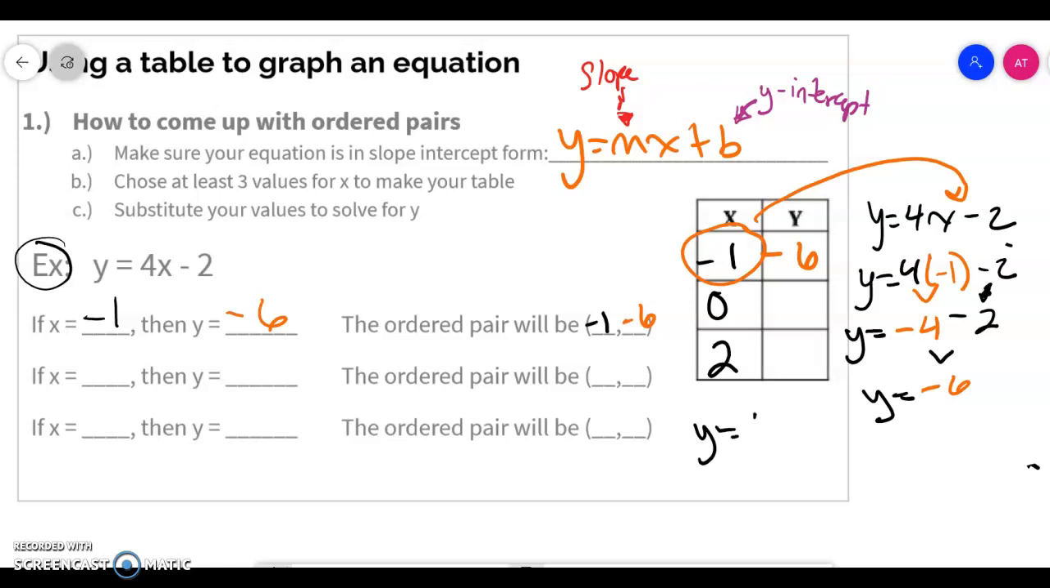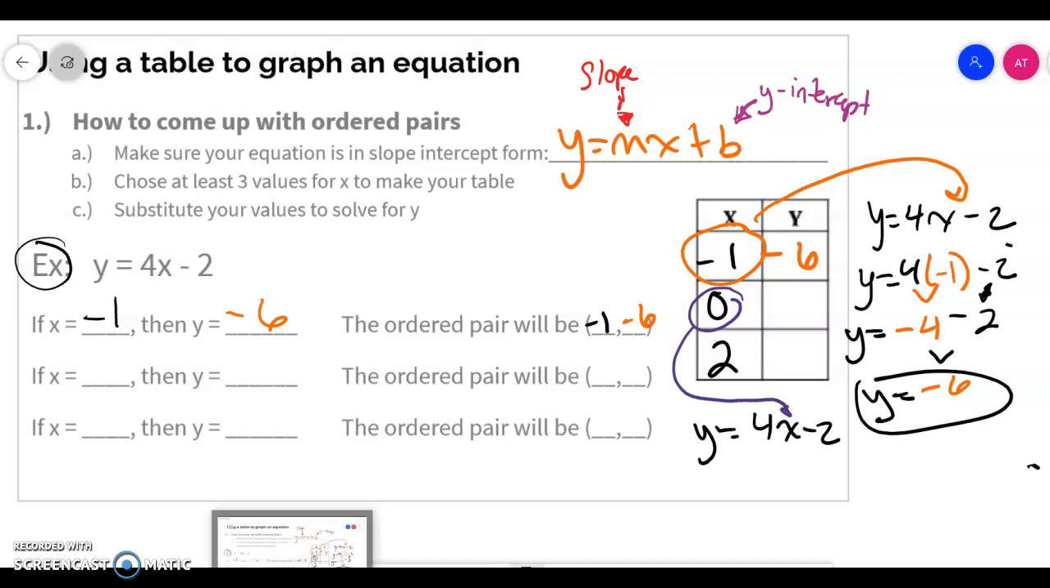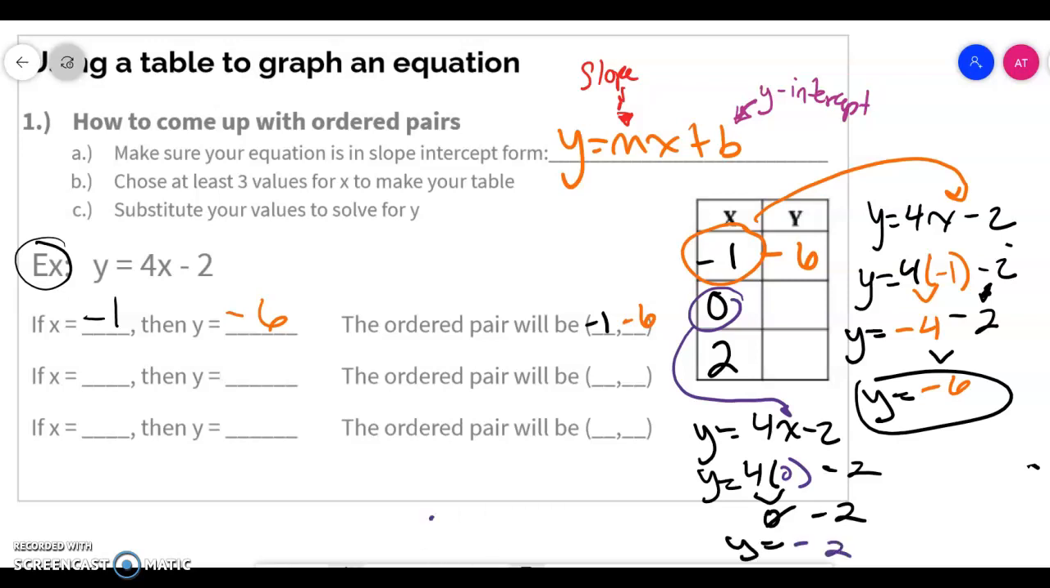Let's try 0 and see what we get. So same thing, I'm going to take my 0 and plug it in for x. So now I have y equals 4 times 0 minus 2. Anything times 0 is 0. Minus 2 is going to give me negative 2. So at 0, it's going to be negative 2 for my y. So when x equals 0, y equals negative 2. It's going to be 0, negative 2. I want you to try 2 on your own and see what you are going to get.